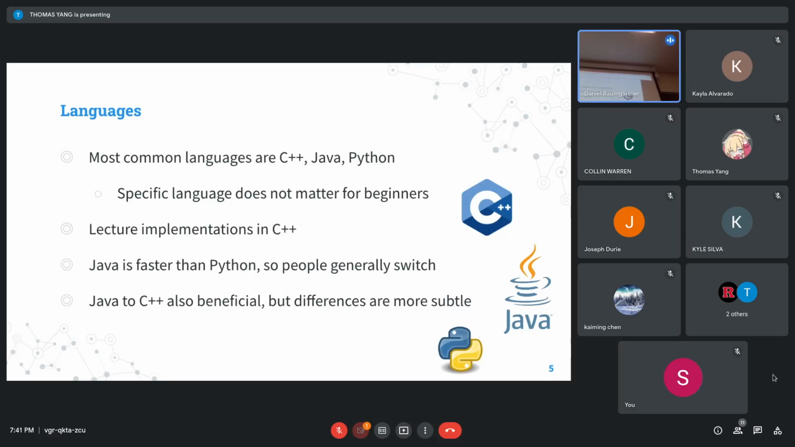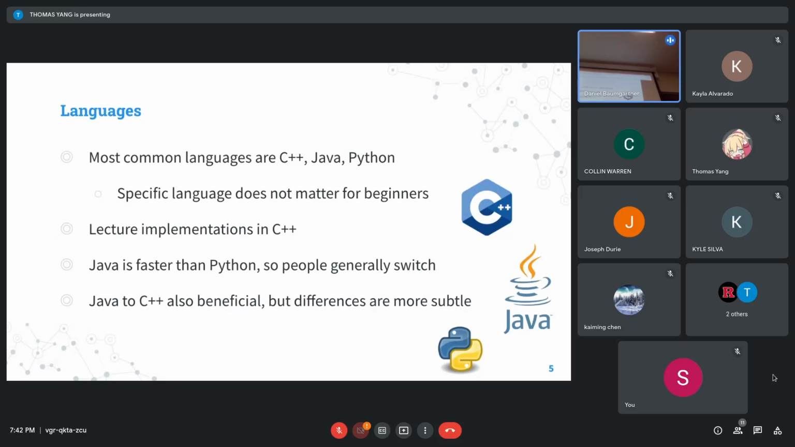A note on that is that we will make our lecture implementations in C++ because C++ is the most commonly used language for this activity, since there are some subtle differences between the languages.